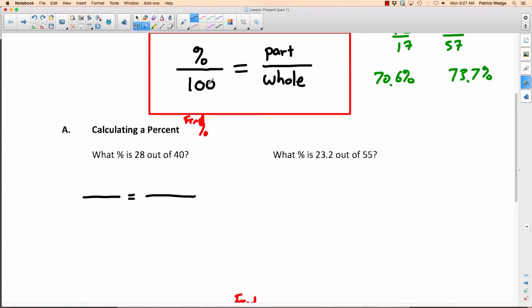Okay, which of these four parts never changes? Which of these four numbers? The 100, it's always there. This 100 just sits there every time. So don't even think about it, put down 100.